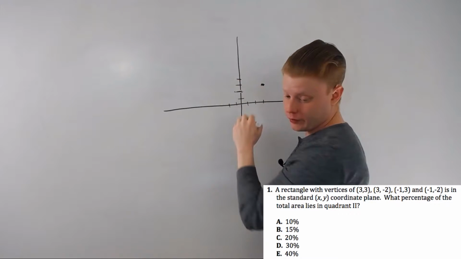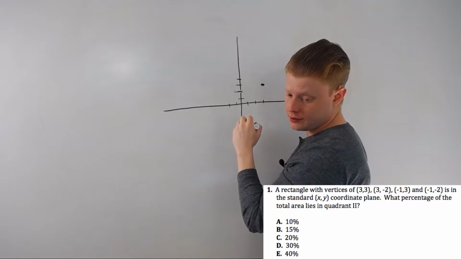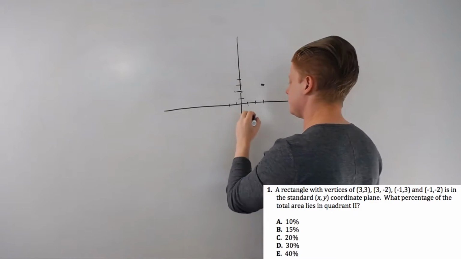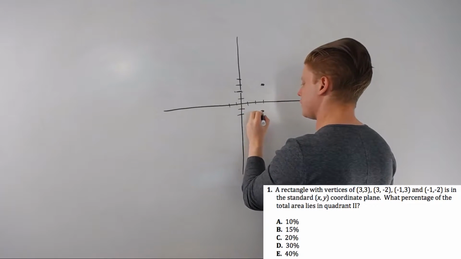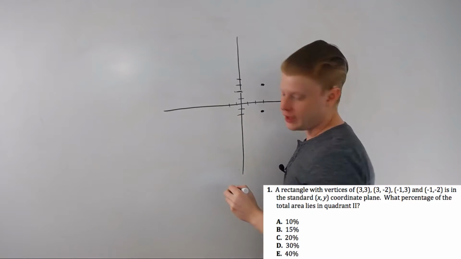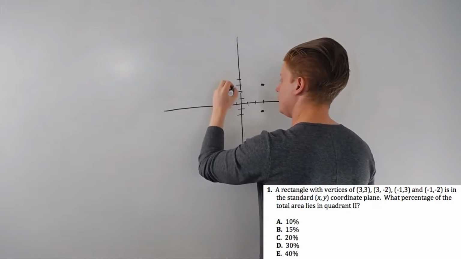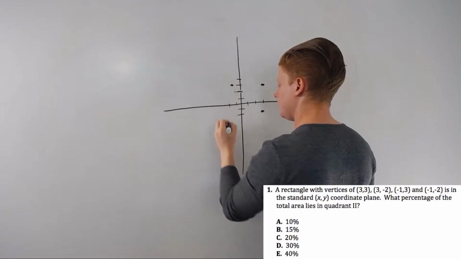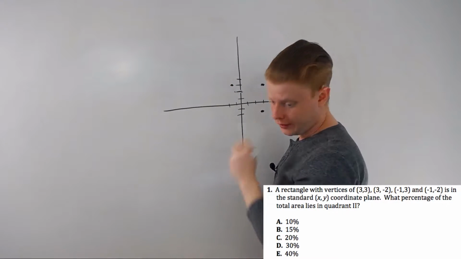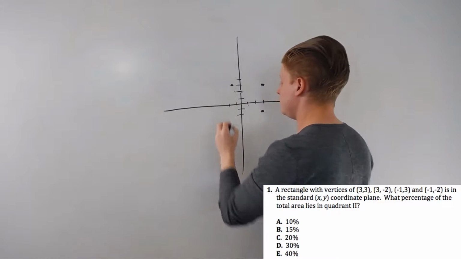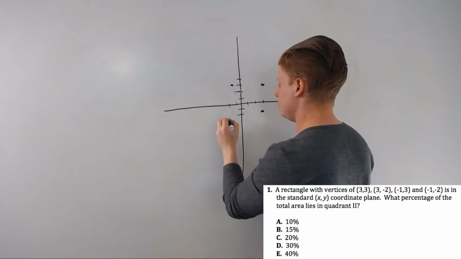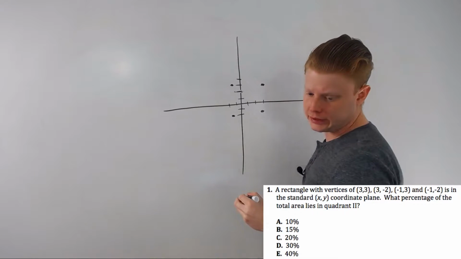So we went from 3 to 3, negative 2. It'll be down here. And to negative 1, 3. That'll be about right here. And to negative 1, 2, negative 2. And that should do it.